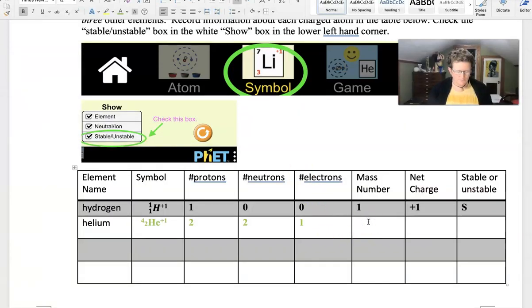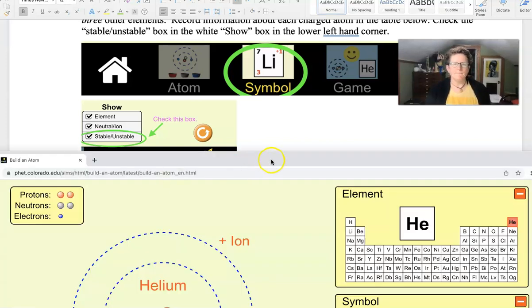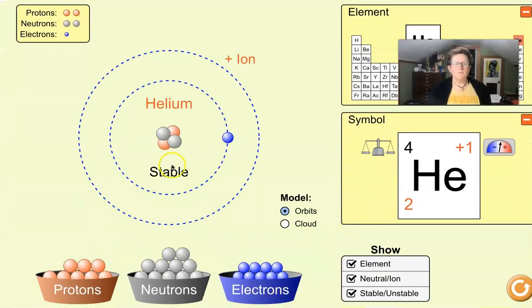The mass number we know is 4. That's right here in our symbol, upper left-hand corner. We know the net charge is +1. And it is stable because the box says it's stable. So it's stable. We know it's +1. We know it has 2 protons. We know it has 2 neutrons from looking here, or we can take the atomic mass, take the mass number, subtract the number of protons, and that'll give us the number of neutrons.